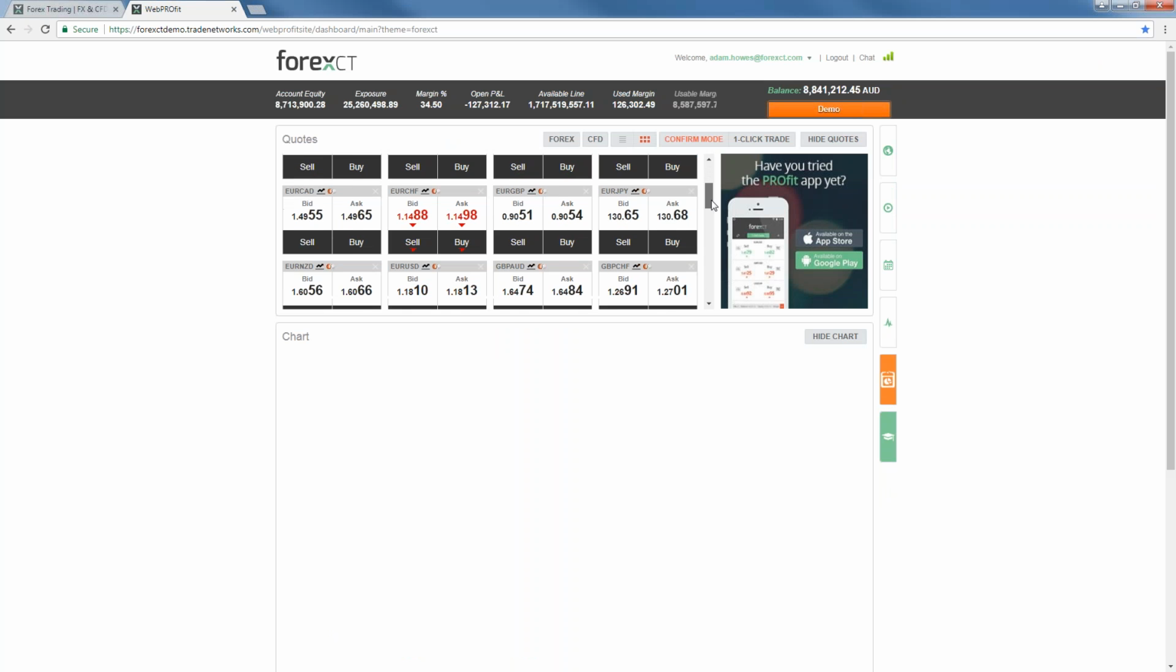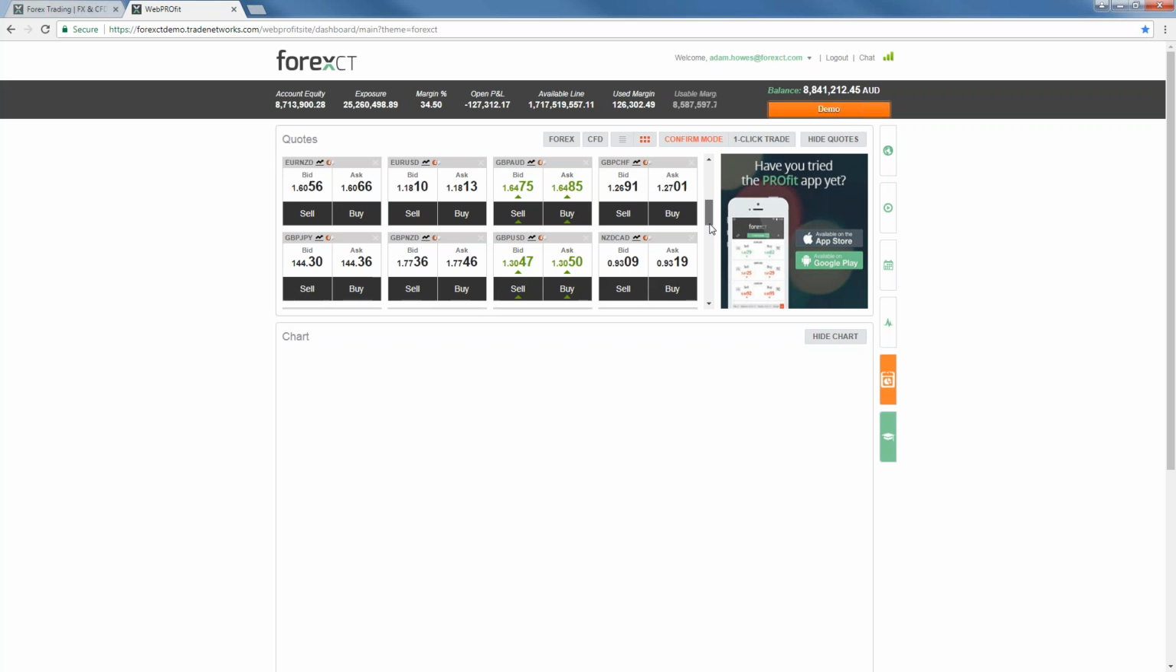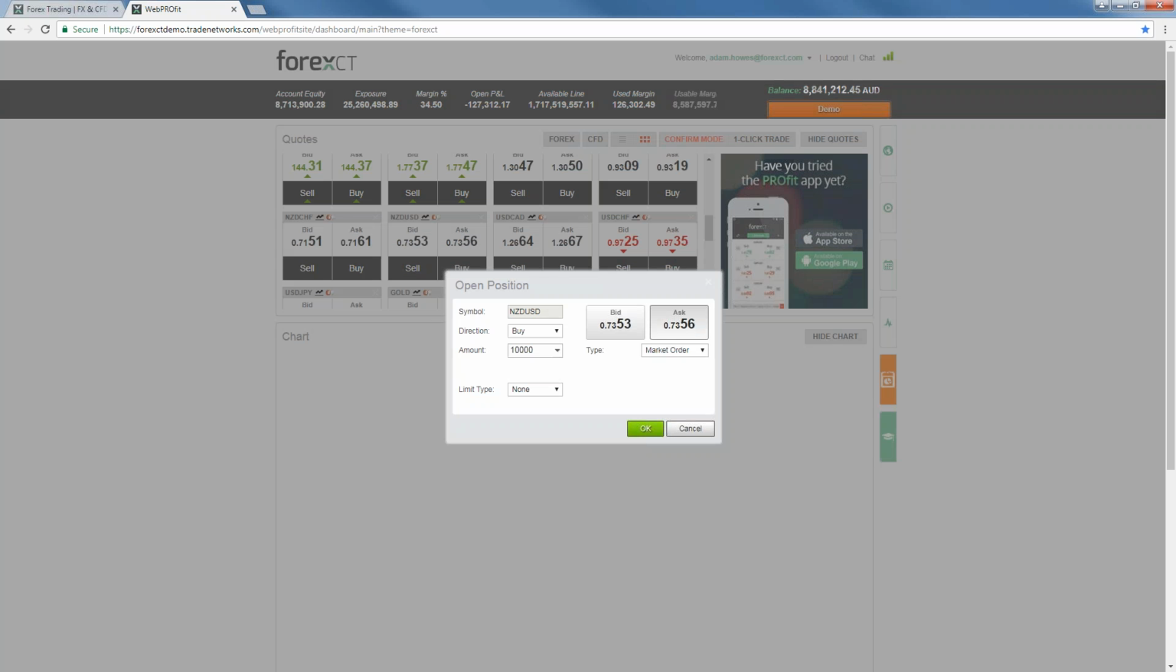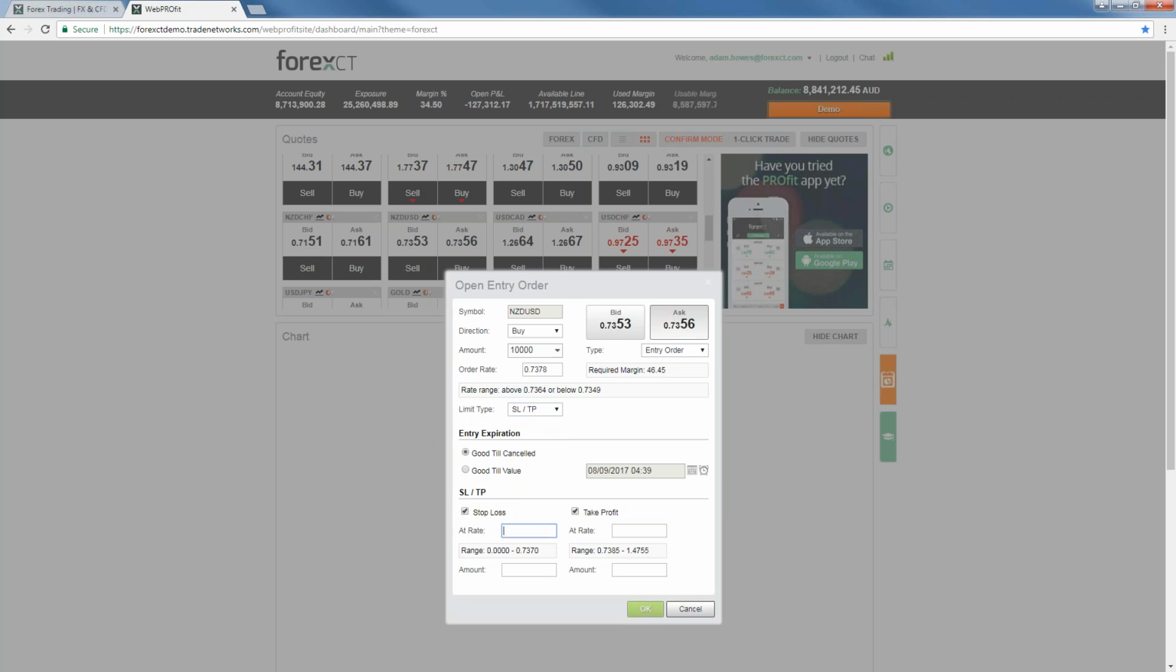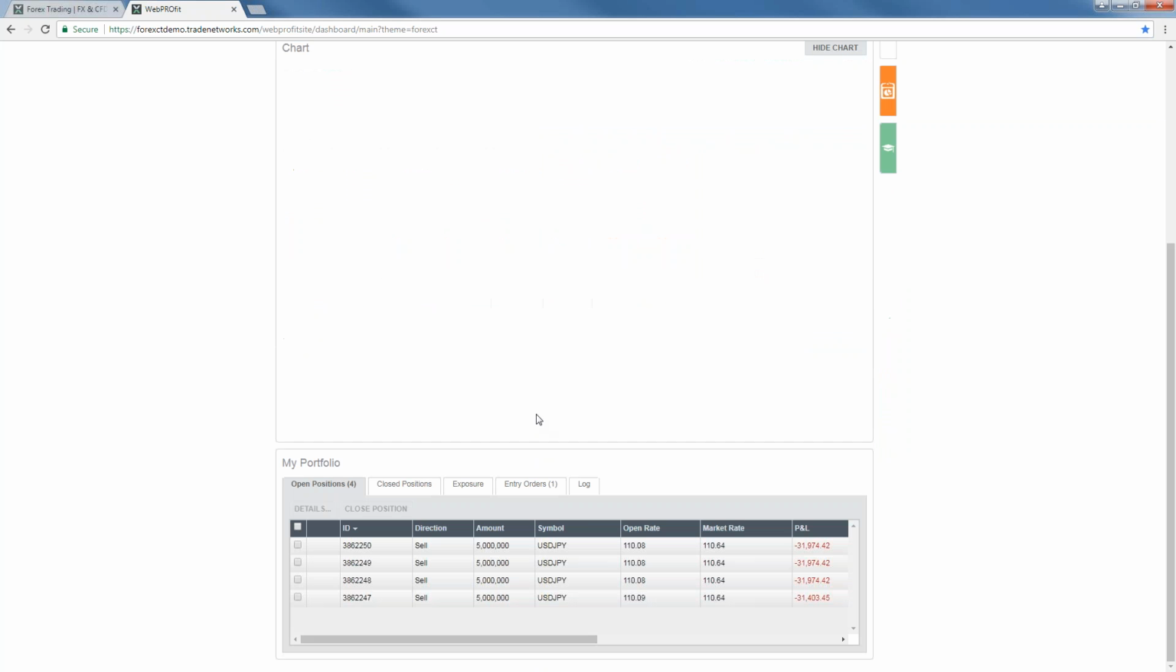Okay, so yet again, we're going to find the New Zealand USD pair. Just down here, we'll click on buy, select entry order. The order rate was 0.7378, which is 20 pips above, now 22 pips above the buy price. Going to select stop loss and take profit. Going to put our stop loss at 0.7350. Take profit at 0.7450. So what this means is if the order rate is triggered, we have a stop loss on the trade live at 73.50 and a take profit at 74.50. Click OK. We're in the market.